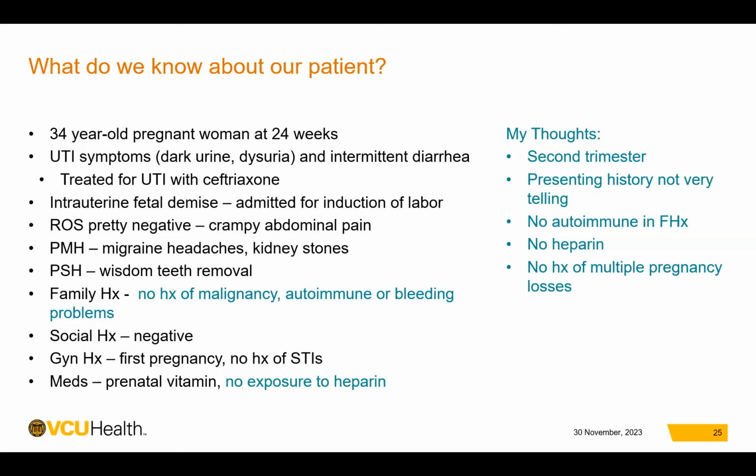Review of systems was pretty negative, as was the rest of her history. It was pretty untelling, except for the things that were included that were negatives. So there was no history of malignancy, autoimmune, or bleeding problems in the family. And she's had no exposure to heparin on her medicine history. I don't know about you, but I rarely put no exposure to heparin when I write down the med list, unless I really want my people to think about something. Okay.